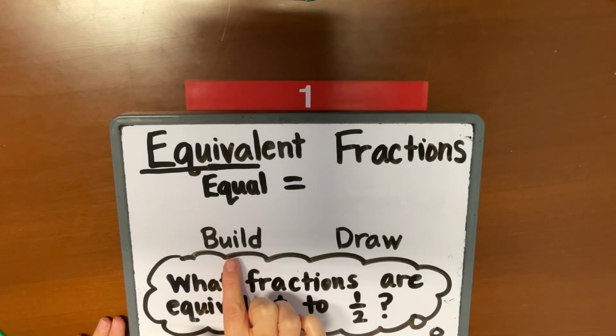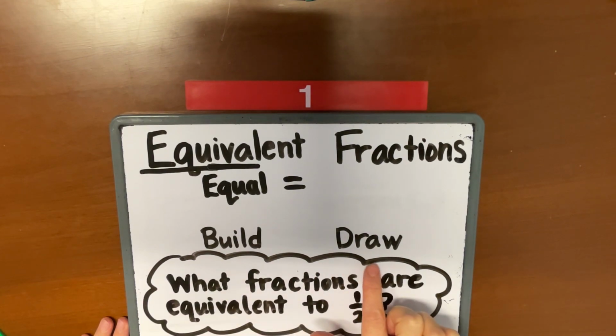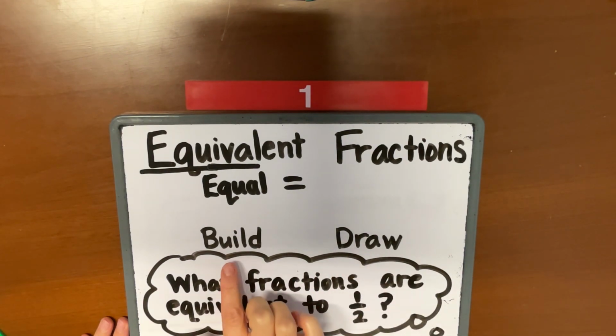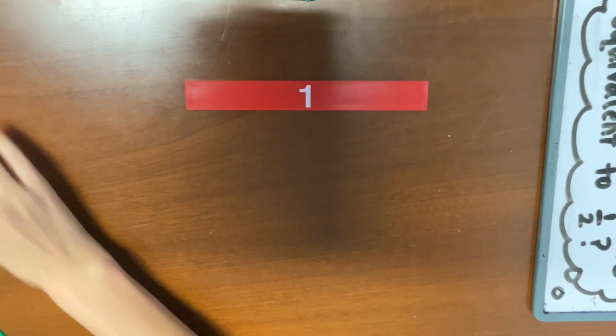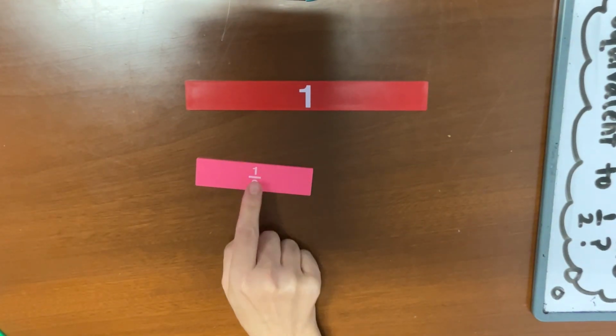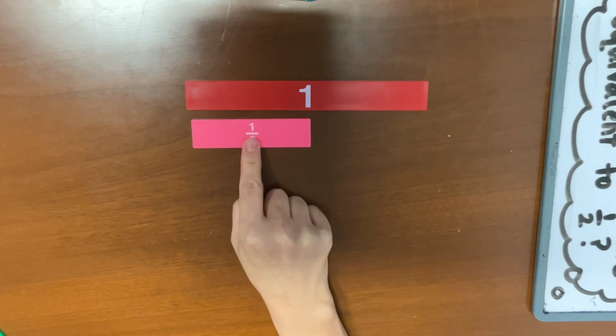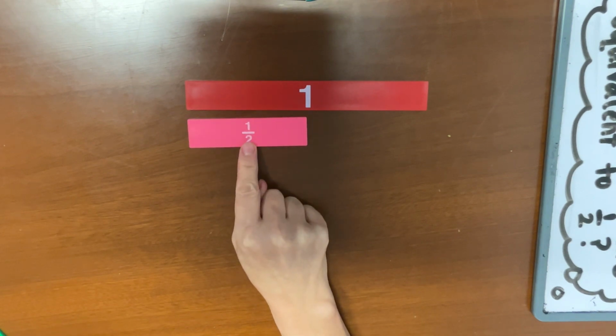First, we're going to build with fraction tiles or fraction strips, and then we'll draw our models. So let's start with build. Get your fraction strips or fraction tiles ready and think about what are all the fractions that are equal to 1/2. Go ahead and build it now. Pause the video here to do so.